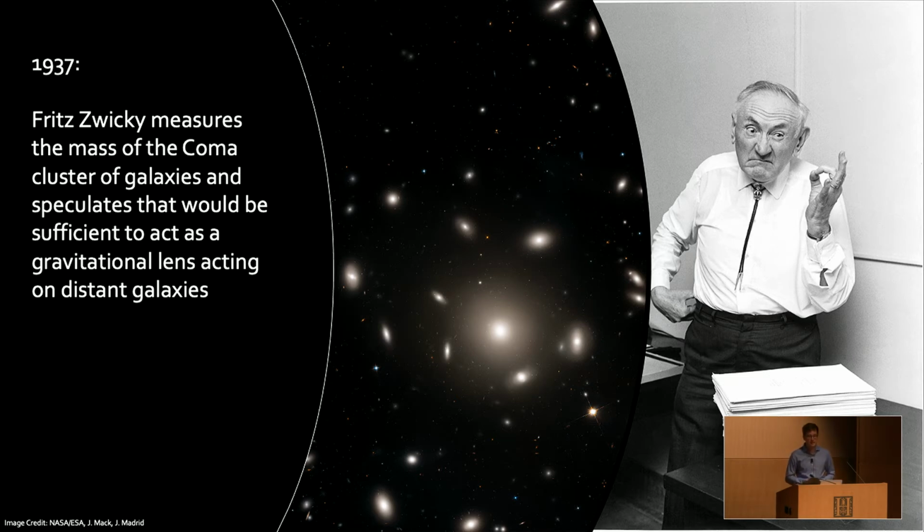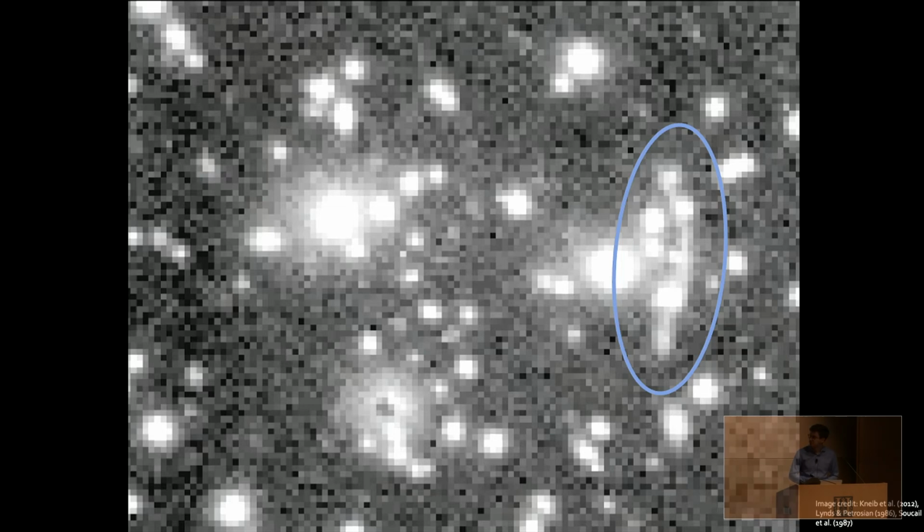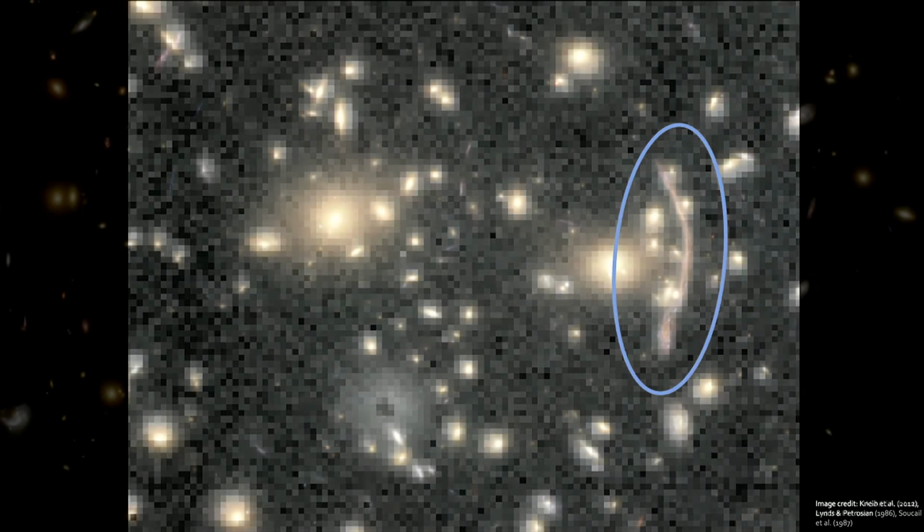It wasn't until the 1980s that the first example of gravitational lensing by a galaxy cluster was found. And this is that first image. And it may be a little hard to see what we're looking for if you haven't seen this before, but I've highlighted in the oval here a very elongated, distorted image that we call an arc. It's actually much easier to see in a modern image from the Hubble Space Telescope.